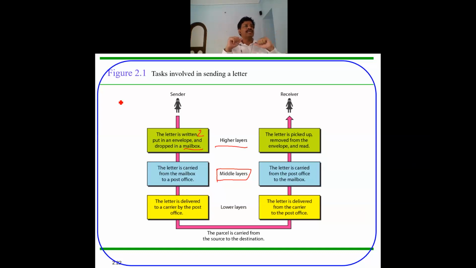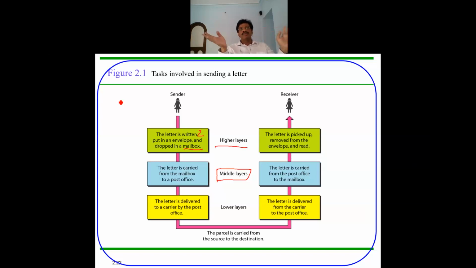At the lowest layer, the letter is sorted at the post office and the carrier transports the letter. The parcel is carried from the source towards the destination, whatever may be the mode. If a courier person is taking it, the courier has their own medium for transporting the letters. If the post office is delivering the letters, then there are standard operating procedures associated with the post offices.